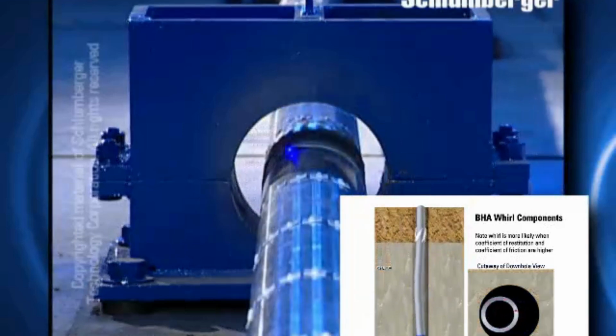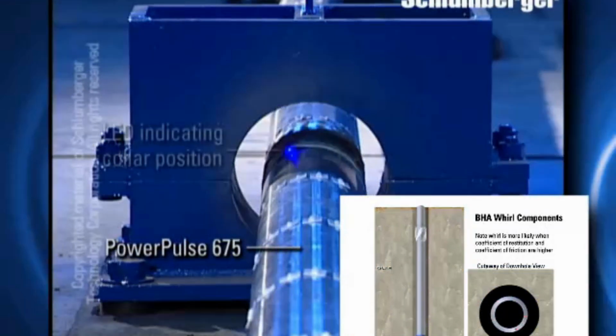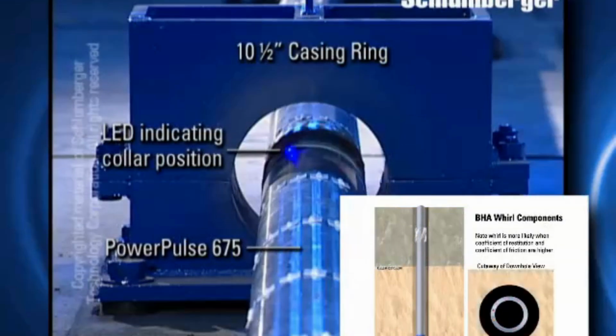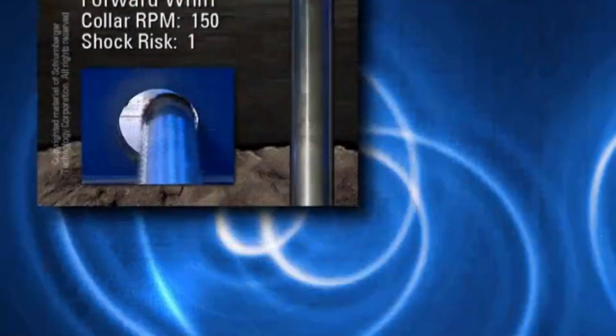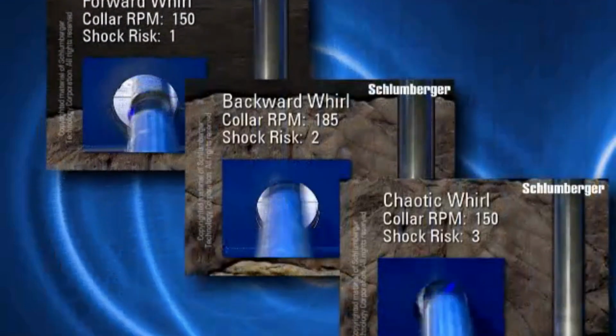In the video, we see a rolling shock test where BHA components mounted horizontally are anchored at each end and rotated. In the center, a 10.5-inch steel casing ring is attached to simulate the borehole. There are three main types of BHA whirl: forward, backward, and chaotic whirl.